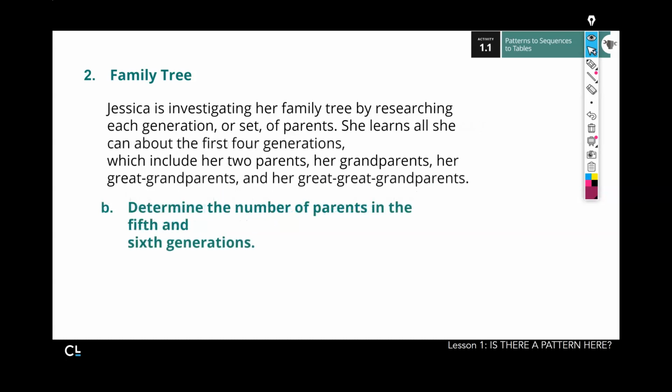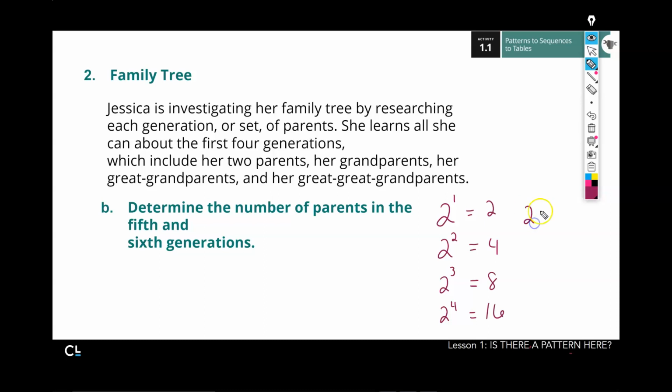Part B. Determine the number of parents in the 5th and 6th generation. Well, in the first generation, we're going to have 2 parents, 2 to the first power. In the second generation, we're going to have 2 to the second, which will be 4 sets of parents. In the third generation, it'll be 2 to the third power, which will be 8 sets of parents. 2 to the 4th generation will be 16 sets of parents, or 16 people total.